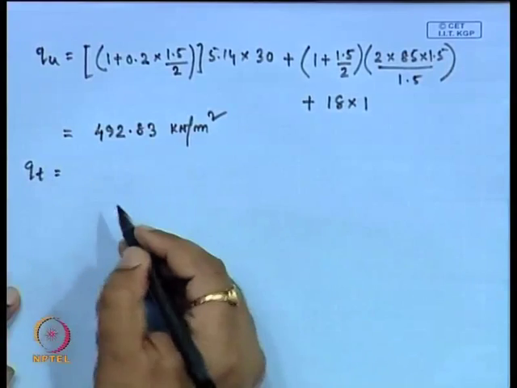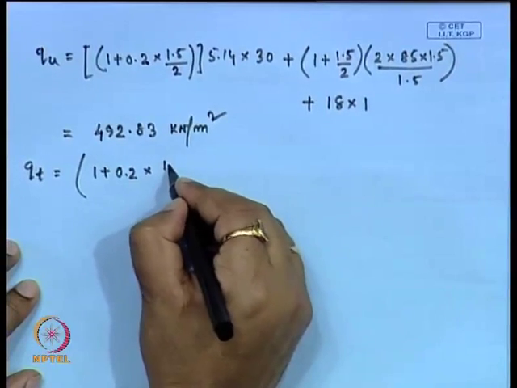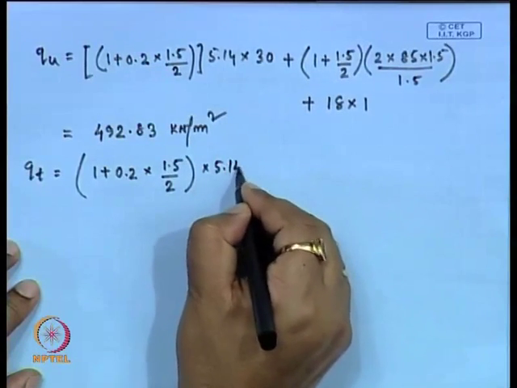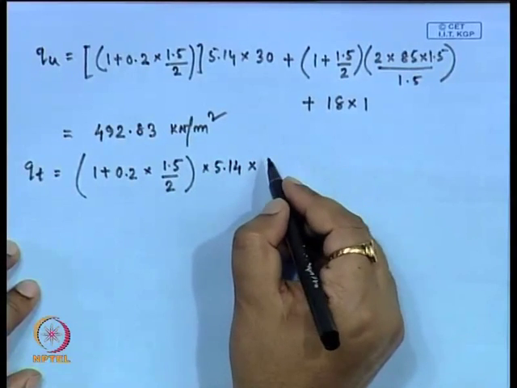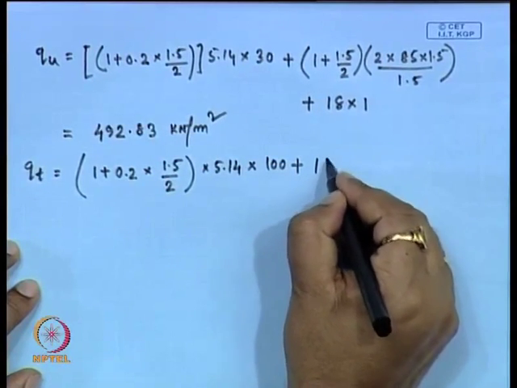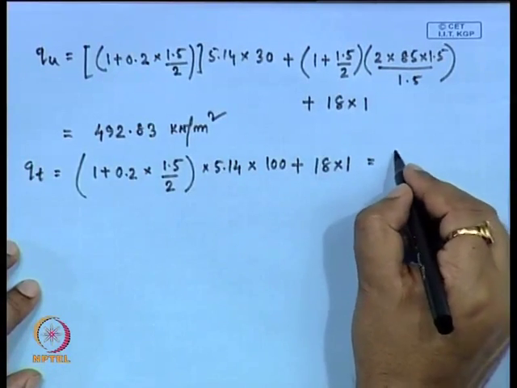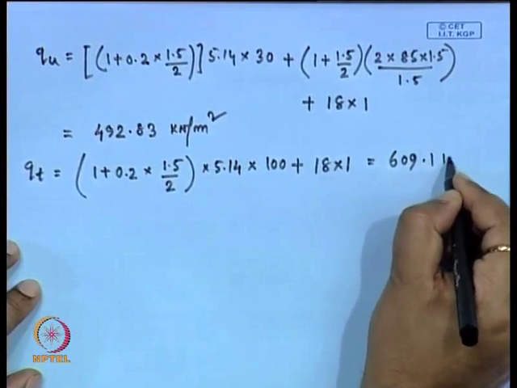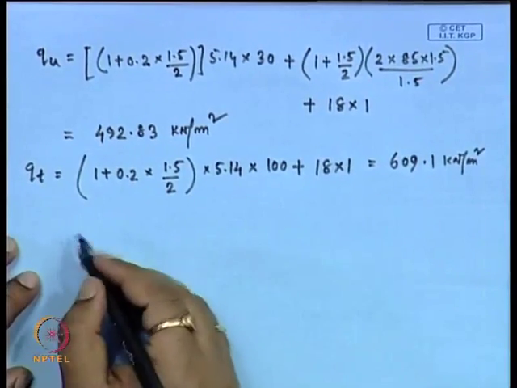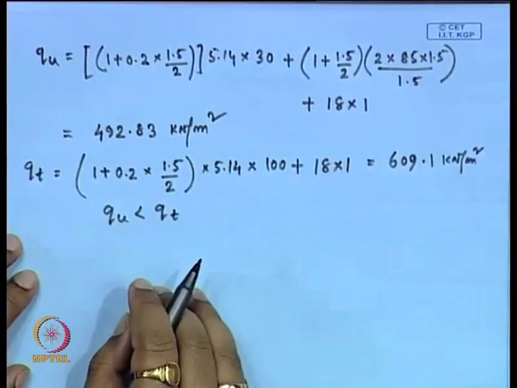Similarly, Qt we can calculate by putting in the values: 1 plus 0.2 into B is 1.5 divided by L, this is 2, into 5.14 into Cu1, that Cu1 is 100, plus gamma 1 is 18 into 1, where 1 is the Df. After the calculation, this value Qt is coming to 609.1 kilonewton per meter square. So from this calculation we can say that Qu is less than Qt, so it is satisfying this condition.